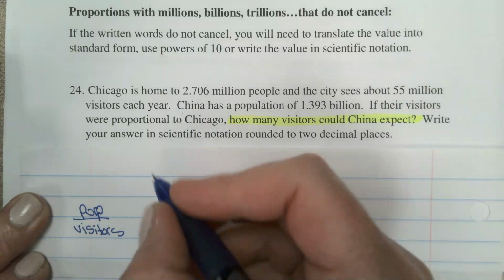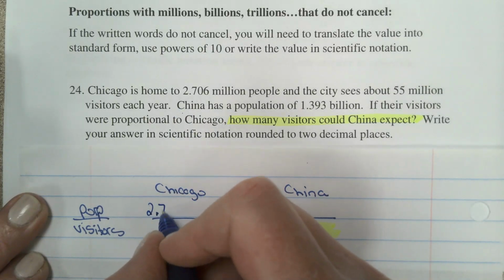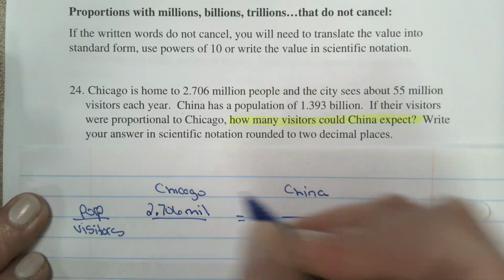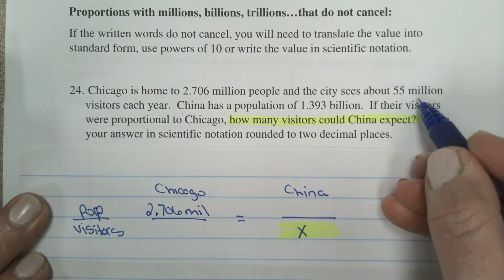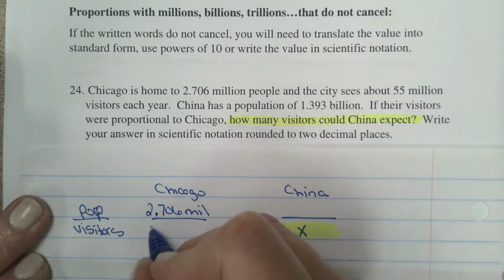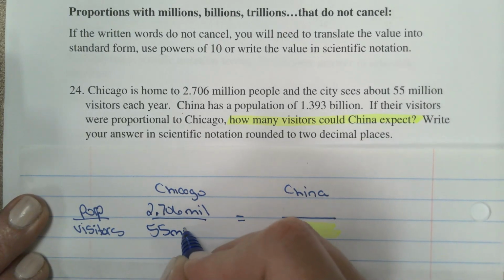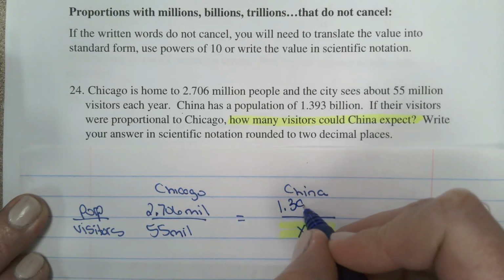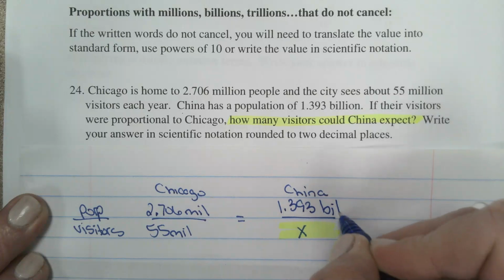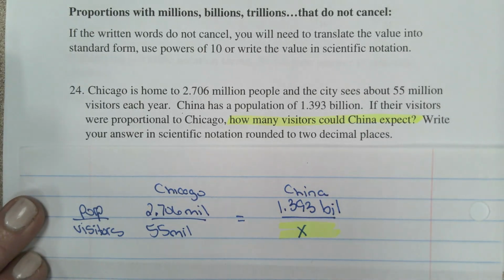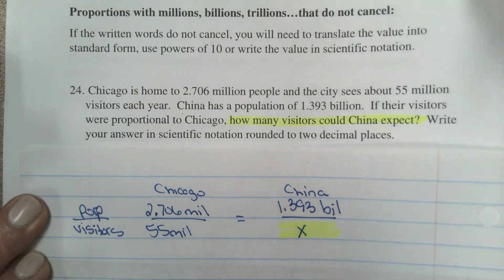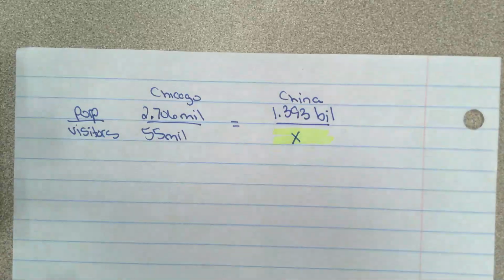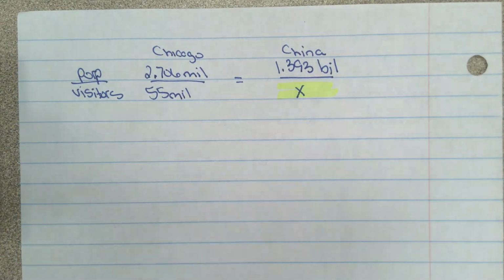Chicago is home to 2.706 million, and they see 55 million visitors. China has 1.393 billion people. How many can they expect to see? All right, so I'm doing this on my own paper because I did not have enough room there.